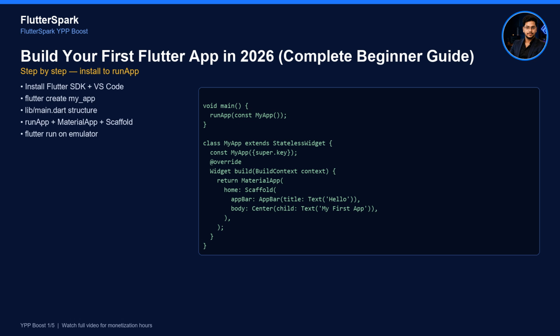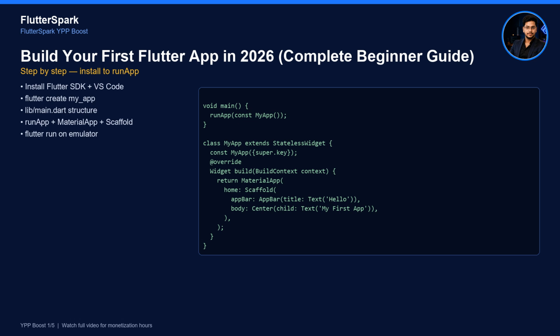Now create a project. Type flutter create my_app. Open the folder in VS Code. Every Flutter app starts in lib/main.dart. Inside main.dart you will see void main. Main is the entry point. The first line inside main is runApp. runApp takes your root widget and launches the UI.